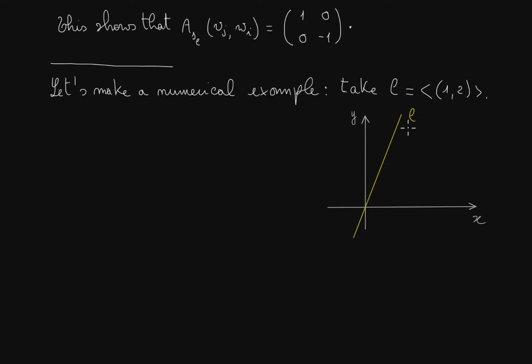Therefore, all these axes are one-dimensional subvector spaces of R2, and they admit a basis. Being one-dimensional means that the basis will contain just one non-zero element. So in this case, let's suppose that this axis is generated by the vector 1, 2.